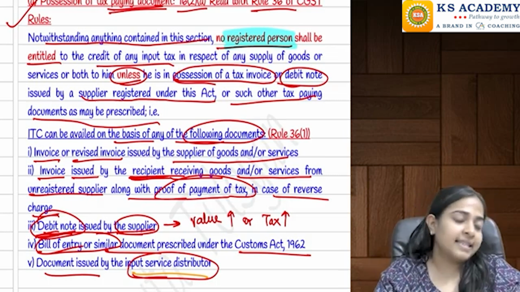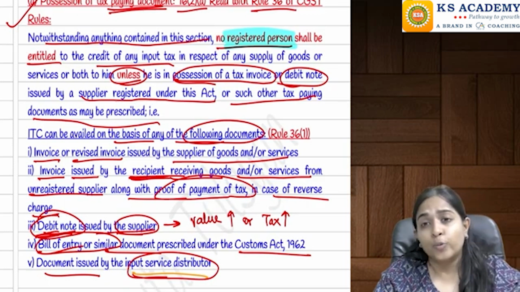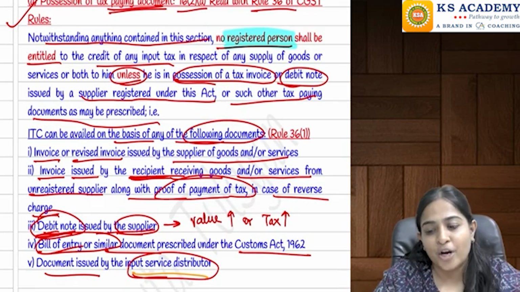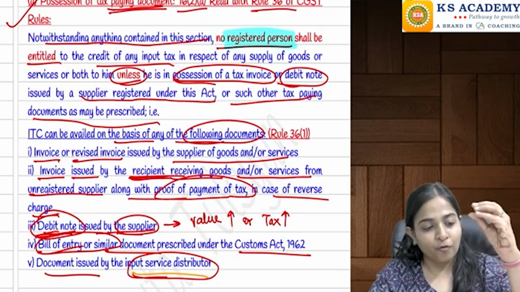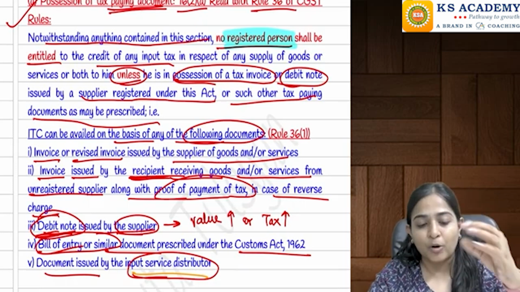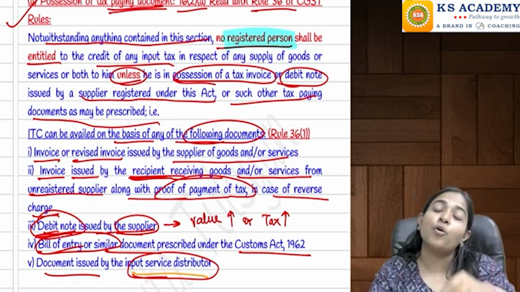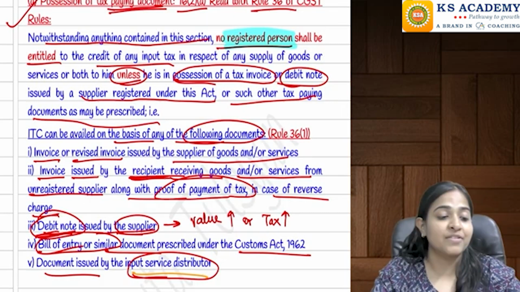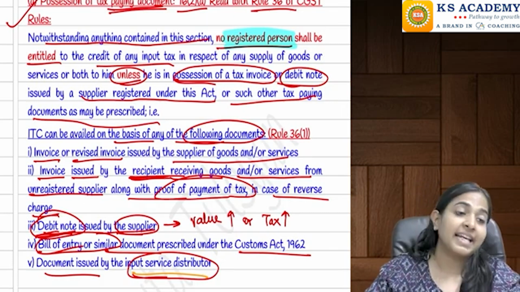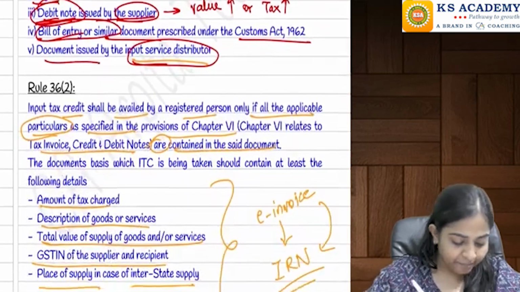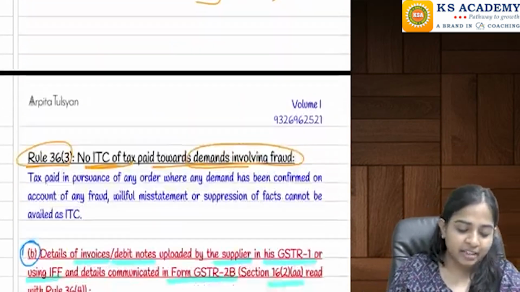Yes, and then rule number 36 sub rule 2 states that whatever document we are talking about should be a complete document. It should have the description of the goods, the amount of tax charged, the total value of goods or services, the GST number of both the persons, the supplier as well as the recipient, and if it is an interstate supply, then the place of supply should also be mentioned there. All these things are mentioned here in the rules.